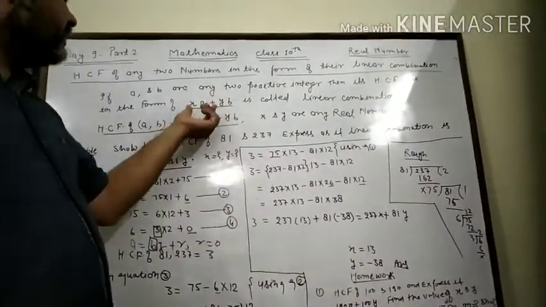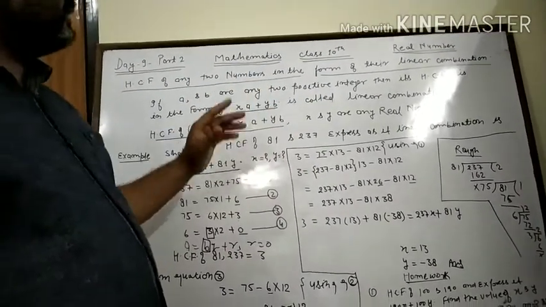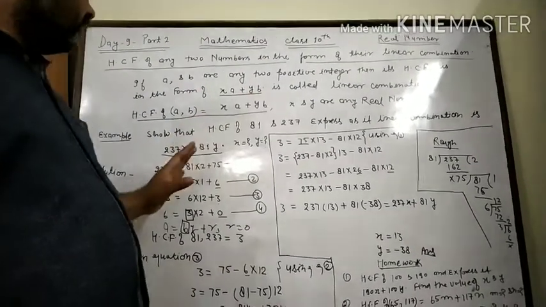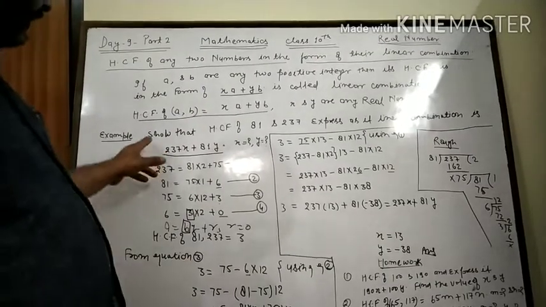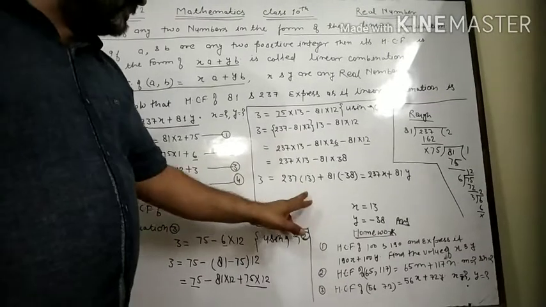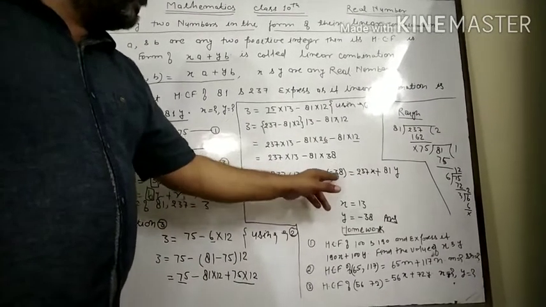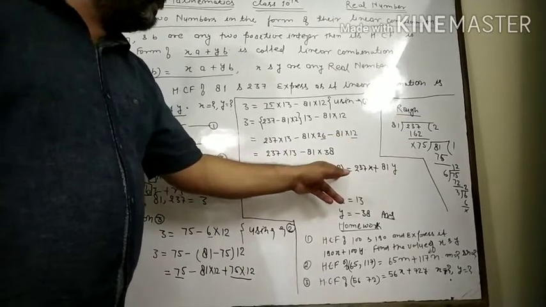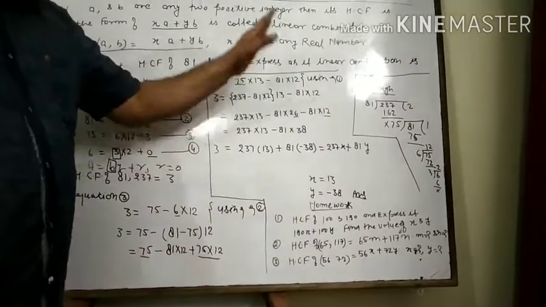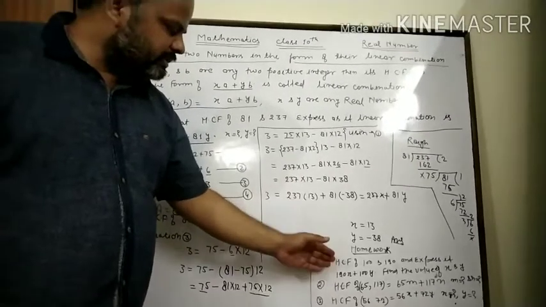Express in the linear combination means xa plus yb is the linear combination. Here a and b are the numbers by which you can find the HCF. Then the HCF of a and b is given. Then this HCF is expressed as 237 into 13 plus 81 multiplied by minus 38. By this way you can get this. Clear? Regarding the same question, you can complete it as homework.